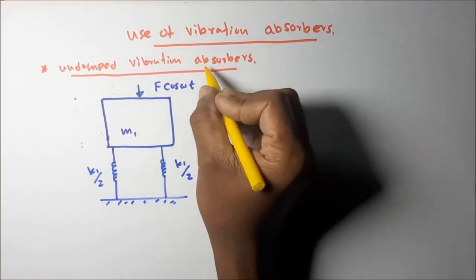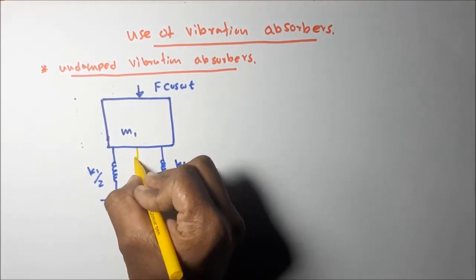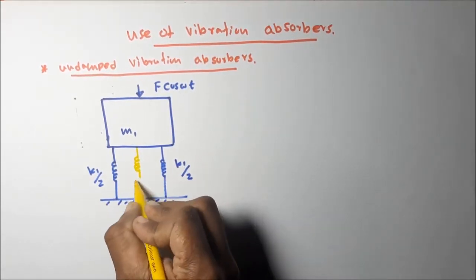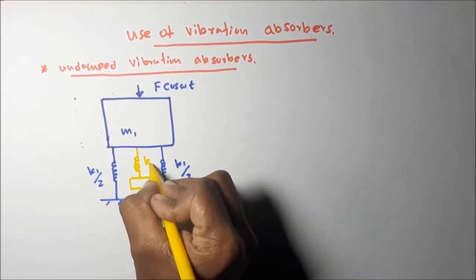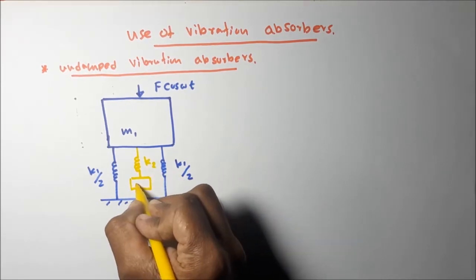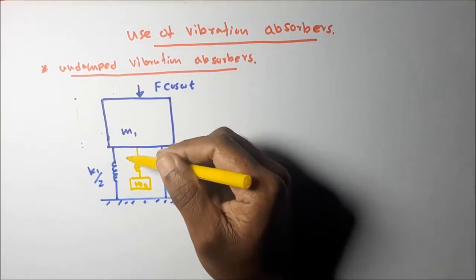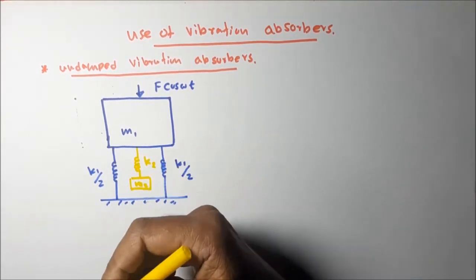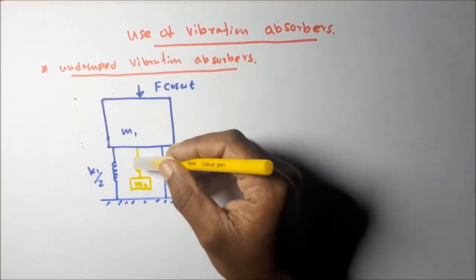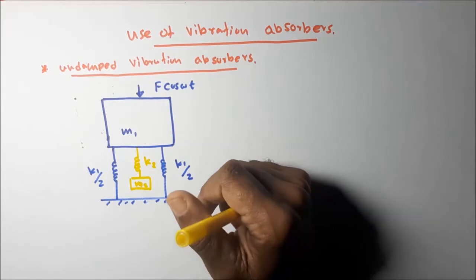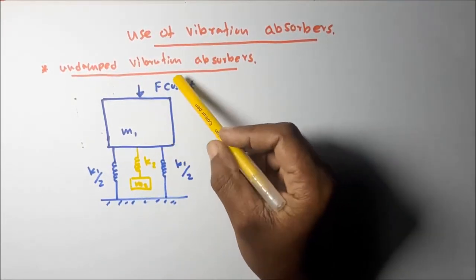So then the absorber is also a spring mass system. Let's take this kind of spring mass system. Let's take this spring stiffness as k2, and this mass as m2. Then this part is called the absorber. It is also a spring mass system. In the undamped situation, it does not have dampers.